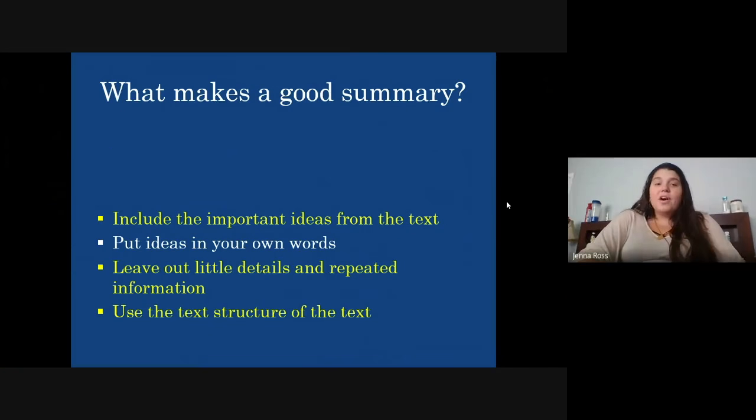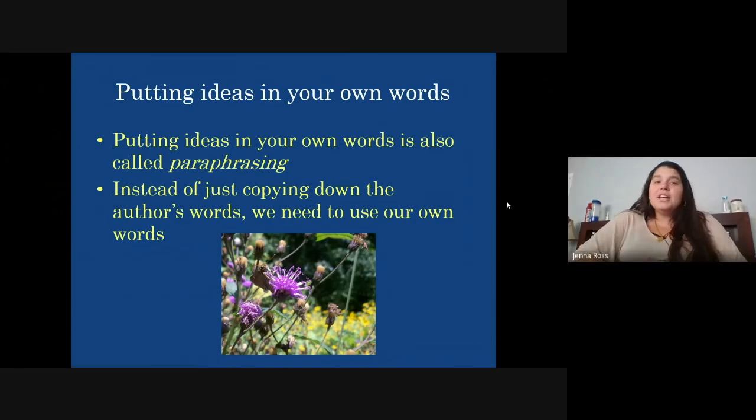Okay, so now we're moving on to putting it into your own words. All right, so for putting it into your own words, we have a fancy word that we call this, and it's called paraphrasing. Instead of just copying down exactly what the author wrote, you need to use your own words. That doesn't mean you change the meaning. For example, if the author said the sky is blue, you can't say the sky looks like the grass because it's green. Hey, you can't change the meaning.